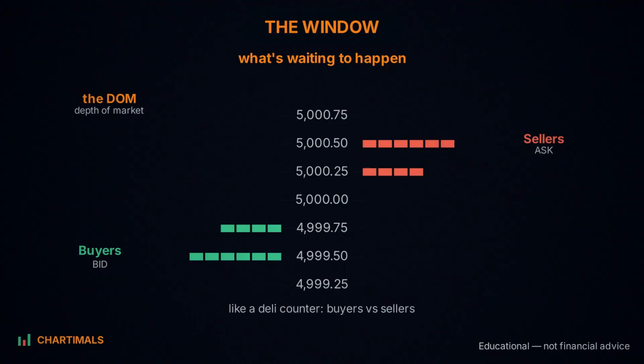Picture a deli counter with a price tag on every shelf, a line of buyers on one side, a line of sellers on the other. We'll use a futures market for this, the E-mini S&P 500, because every order in the world meets in one single book, so the ladder you see is the entire market. Nothing hidden across other exchanges, one clean window.